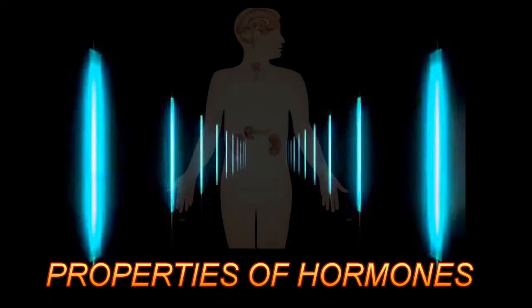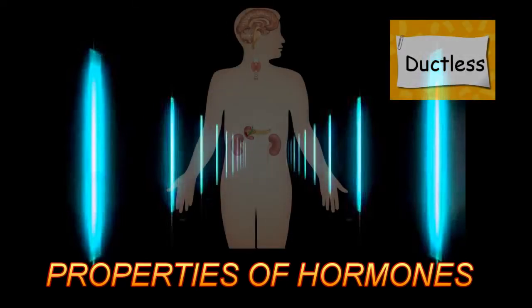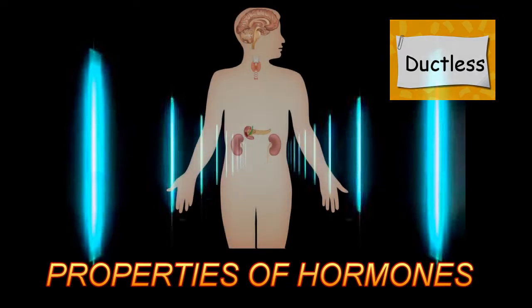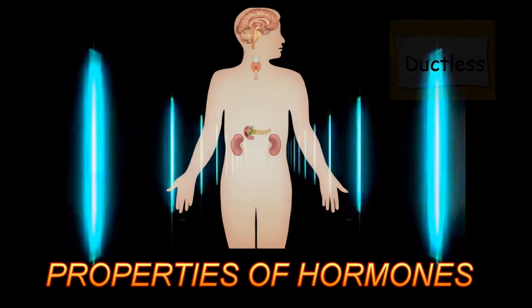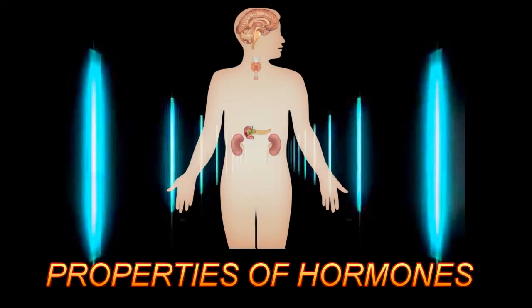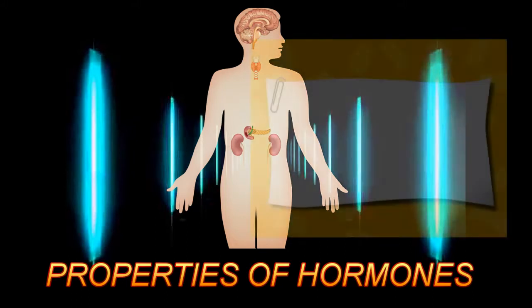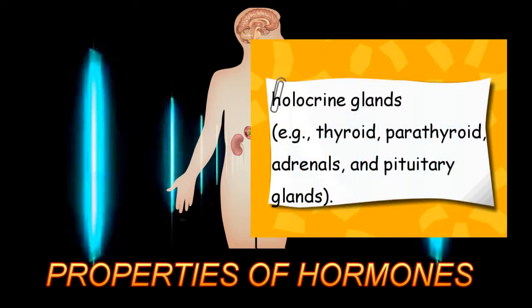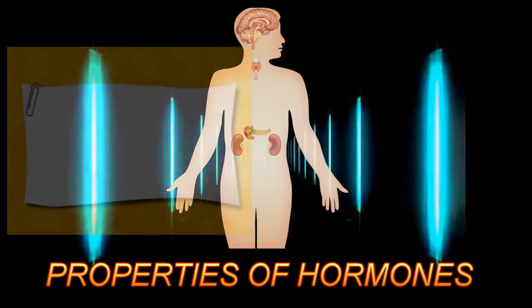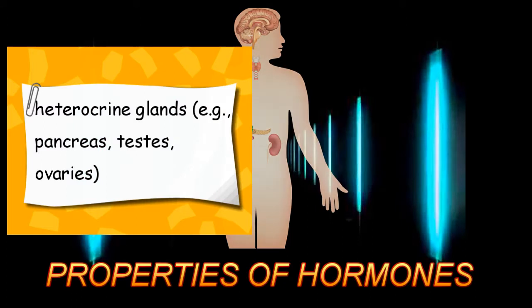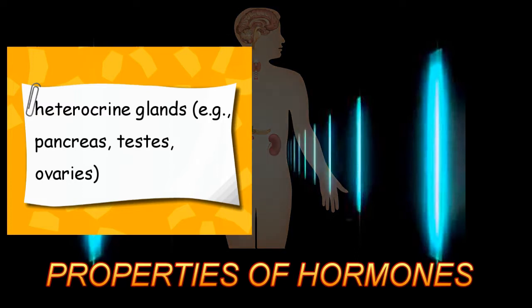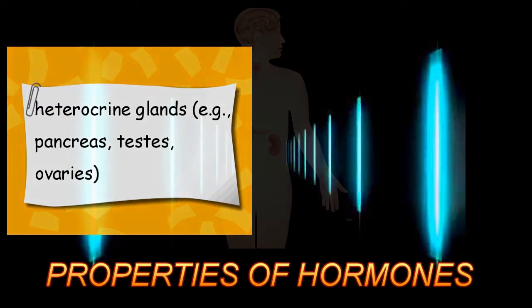Endocrine glands have no duct and release hormones directly into the bloodstream. For this reason, endocrine glands are also referred to as ductless glands. The endocrine glands which secrete only hormones are called holocrine glands, for example, the thyroid, parathyroid, adrenal, and pituitary glands. The glands which have dual function, which are secretion of hormones and some other function, are termed heterocrine glands, for example, the pancreas, testes, and ovaries.